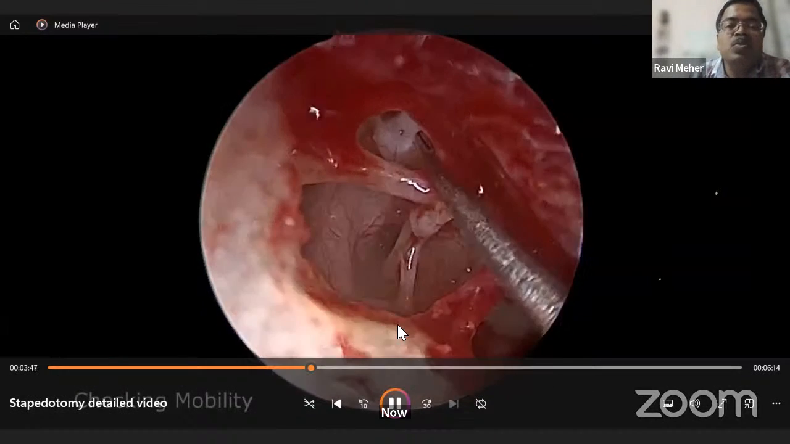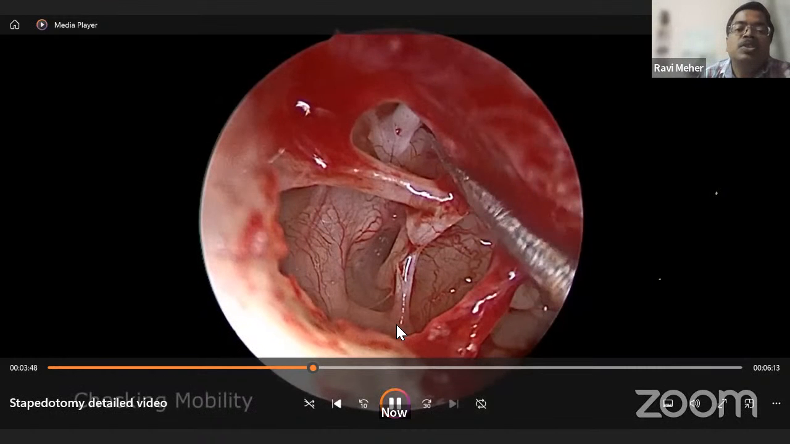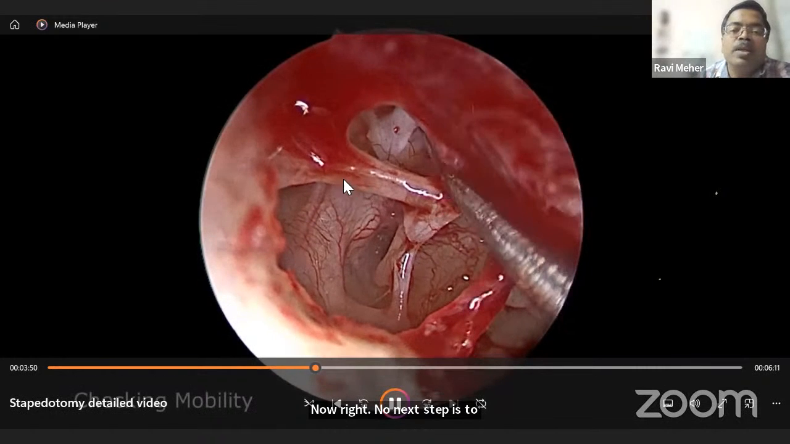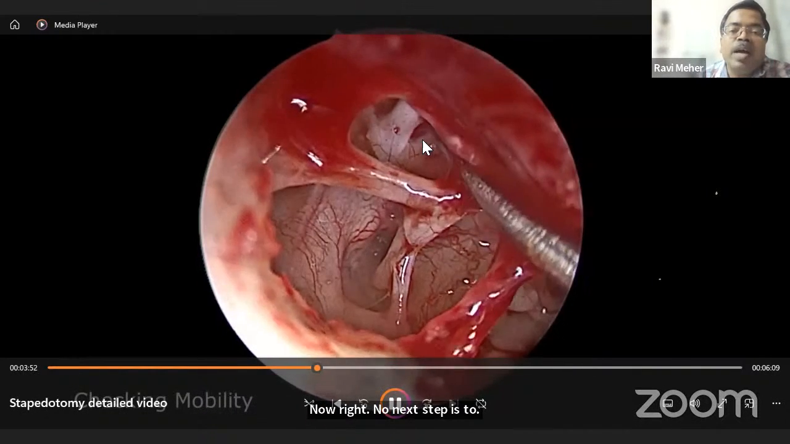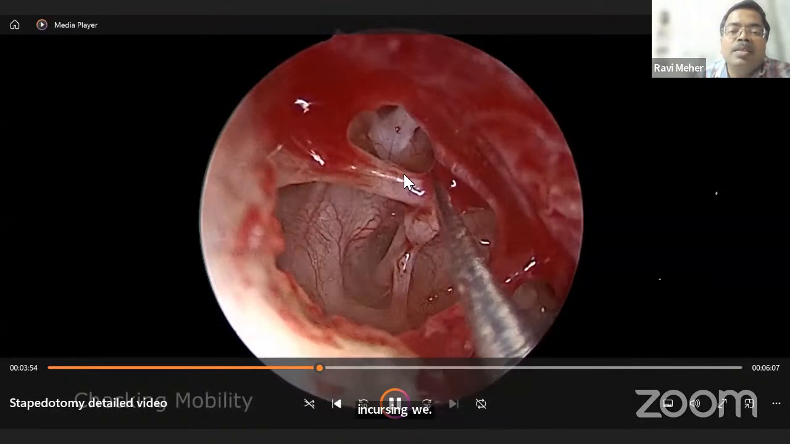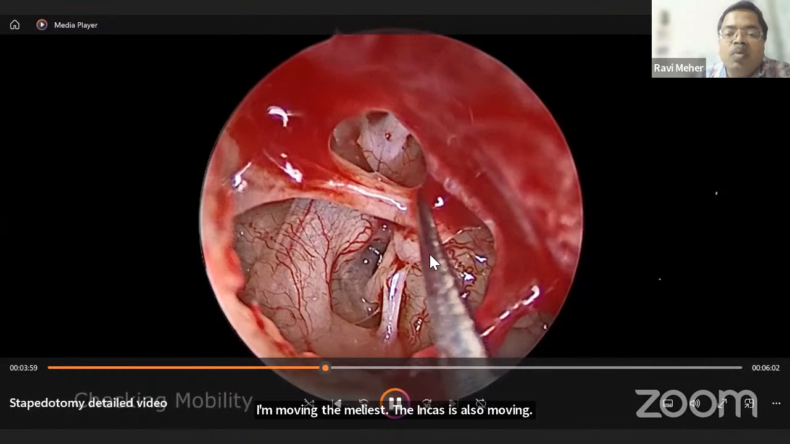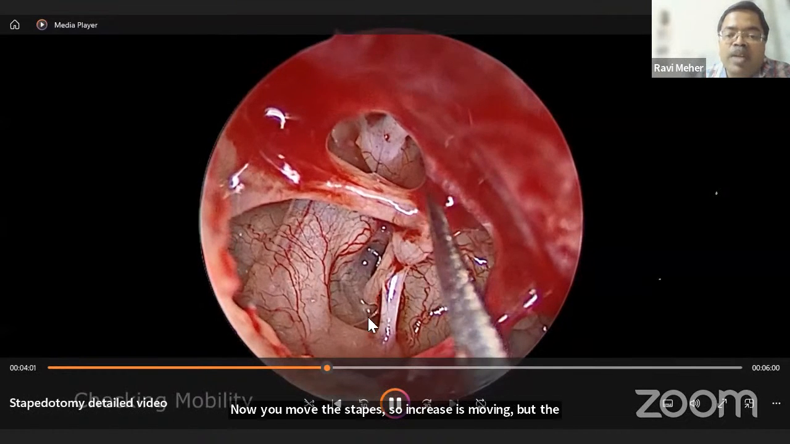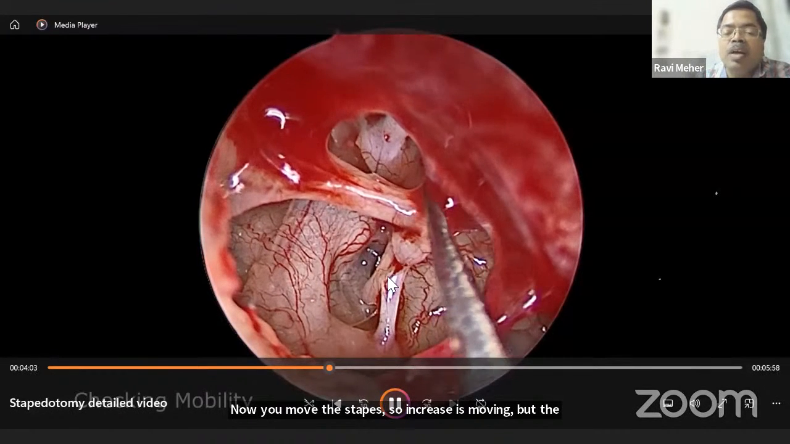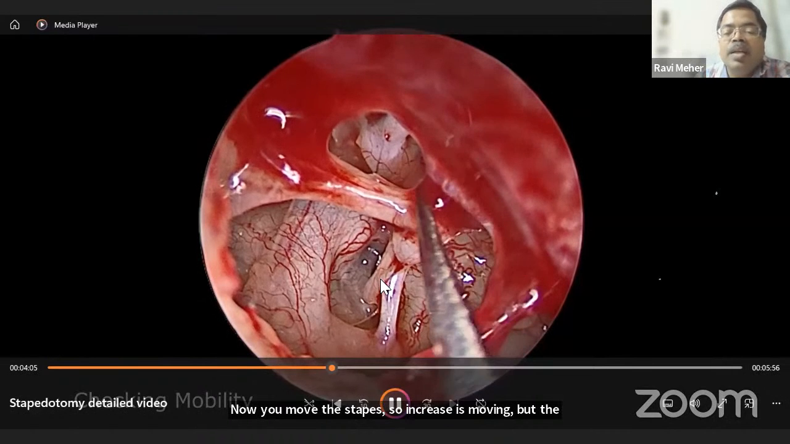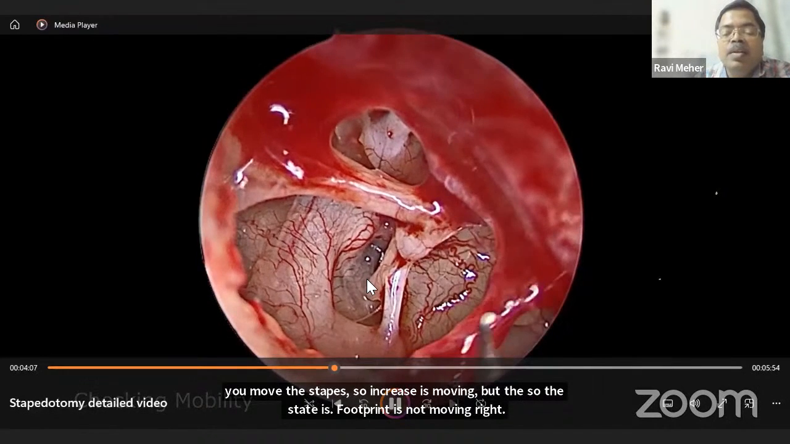Now, the next step is to check for mobility. You can see that mobility. I'm moving the malleus, the incus is also moving. Now you move the stapes. So the incus is moving, but the stapes footplate is not moving, right? So that actually confirms that yes, there is a fixity of the footplate, right?